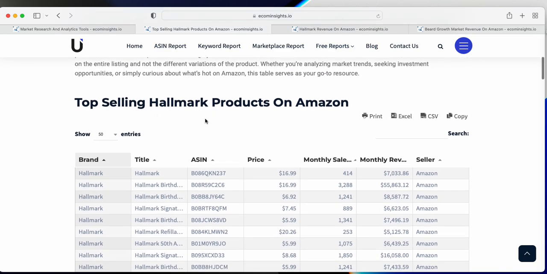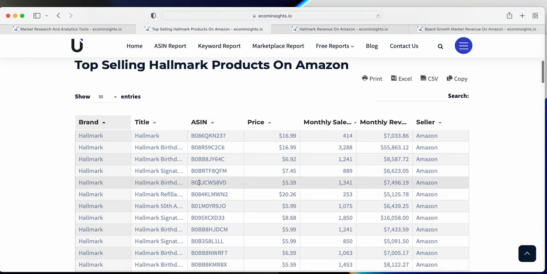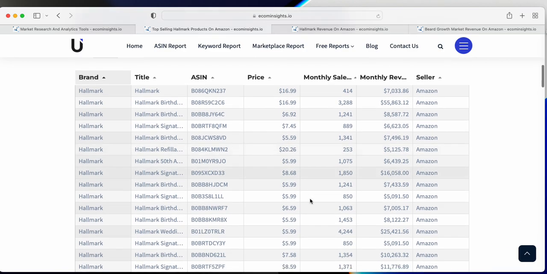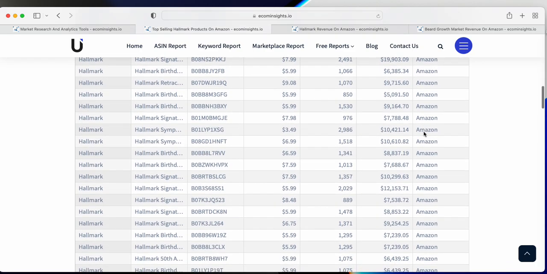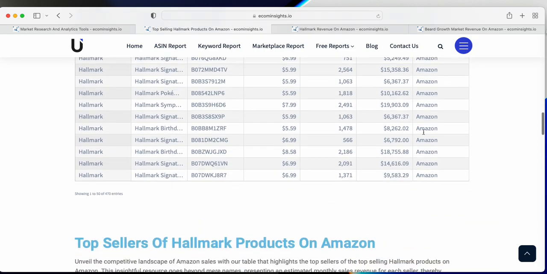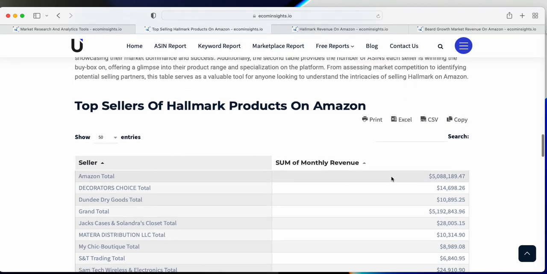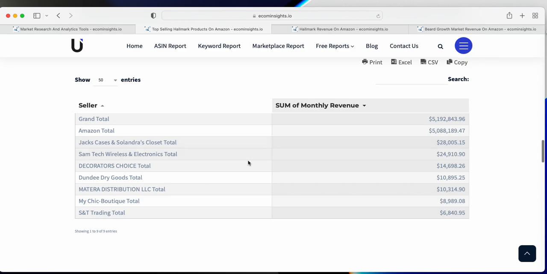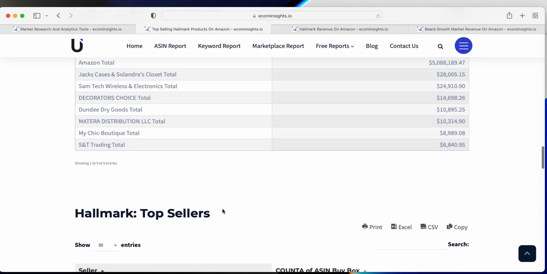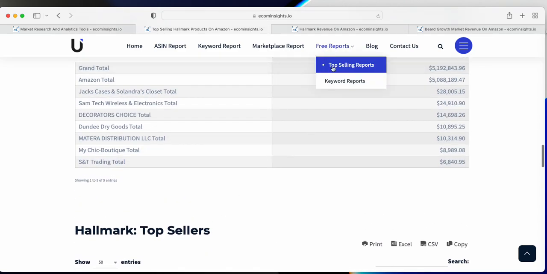Going back to this right here, where it has the specifics, you can find the ASIN, and you can see who the seller is. So in this case, the seller is Amazon. Hallmark is selling to Amazon, Amazon is selling it to you. And you can see Hallmark does about a total of $5.1 million per month. The majority of that is from Amazon themselves. You can see there are some other sellers on here.